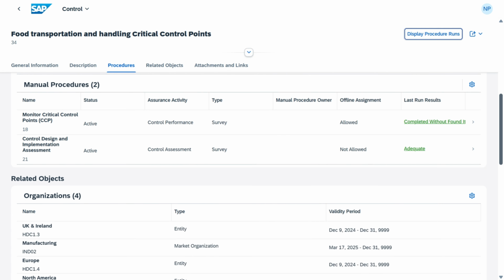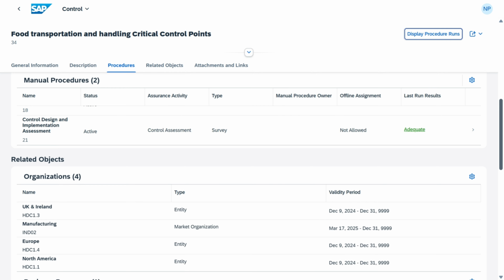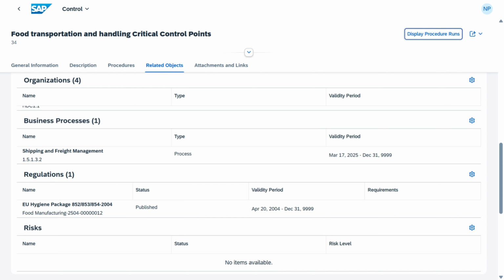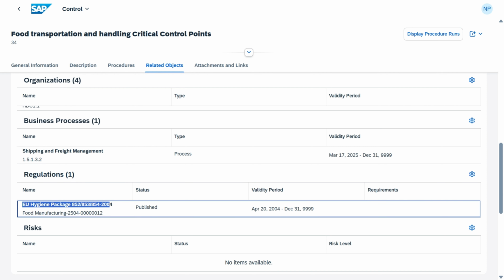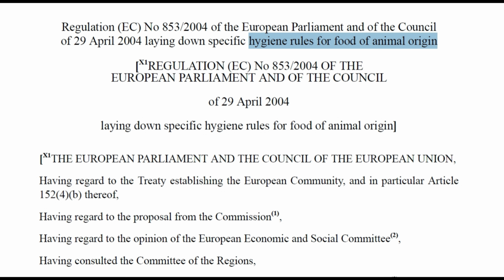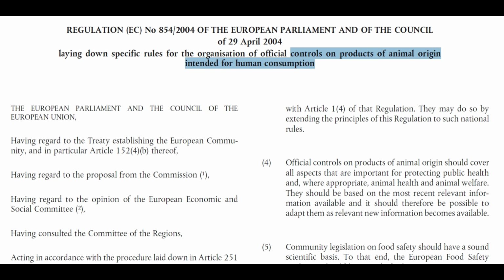Returning to the control documentation, we can see that RAM will include links to the organizational hierarchy, business processes that the control impacts, and regulations that the control is to demonstrate compliance for. In this example, the control covers EU Regulations 852, 853 and 854. They deal with food hygiene, including products with animal origin, and those intended for human consumption.